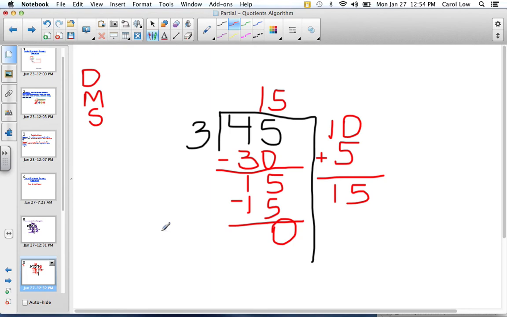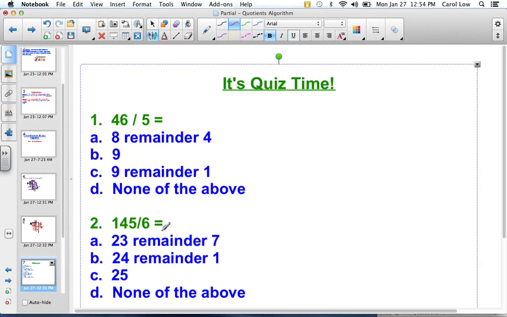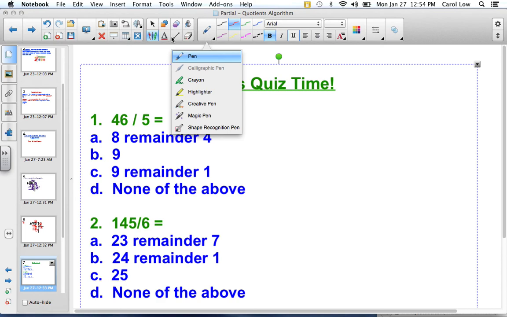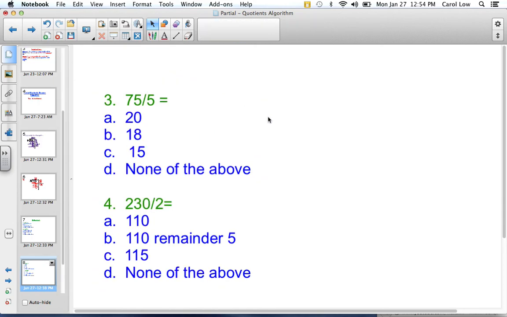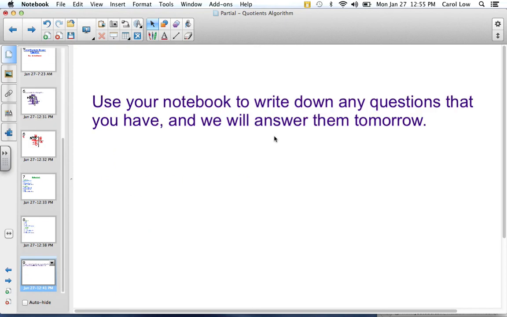Okay? Not too bad. Now it's quiz time, and I want you to go through this, and I want you to try to figure this out. And if you can't, you just stop, and you can just write some questions down that you have. But here are the first two problems, and you'll be doing it right online. And then the next page, here is the second set of problems, which is problem number 3 and 4. And then after you're done doing the quiz, you're going to use your notebook to write down any questions that you have, and we will answer them tomorrow.